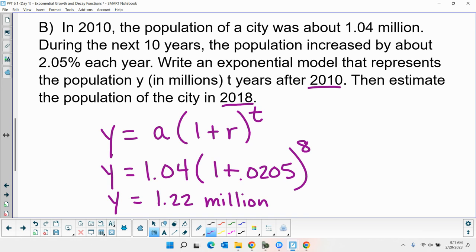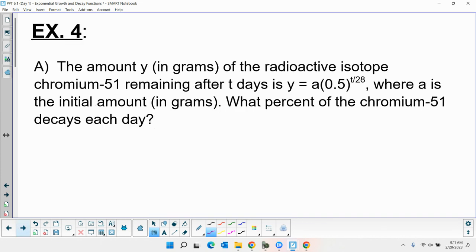So basically it's just plug it into the formula, right? If it was decay, it would have been 1 minus R. Okay? So far, so good? All right. 2 more examples. This one's a little tricky, these 2.